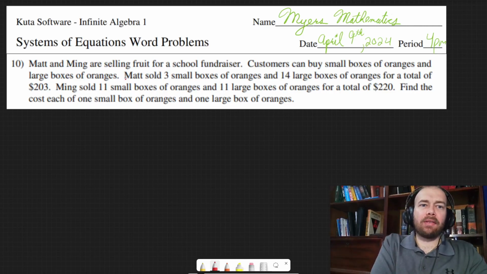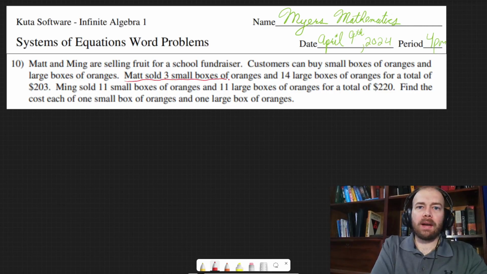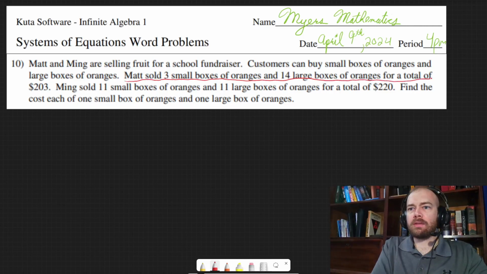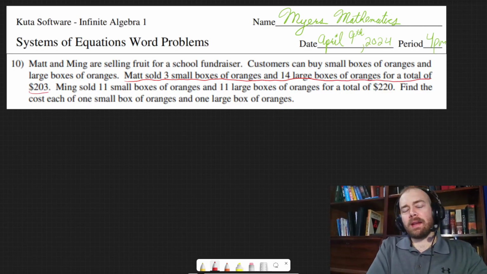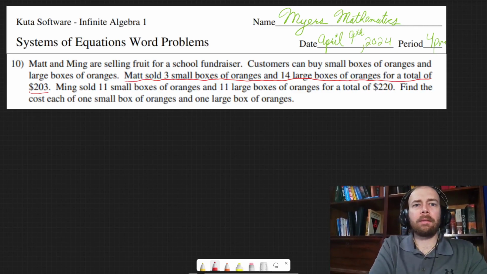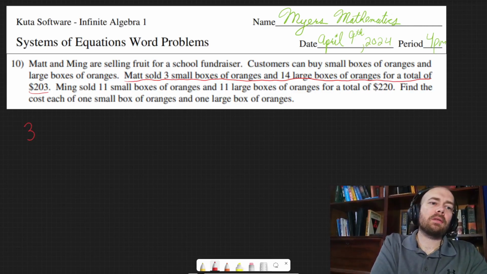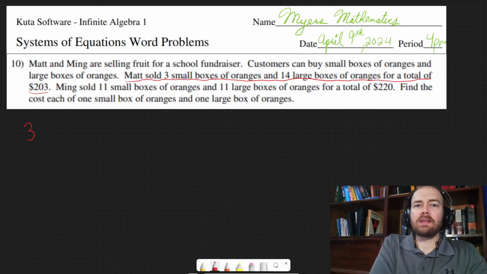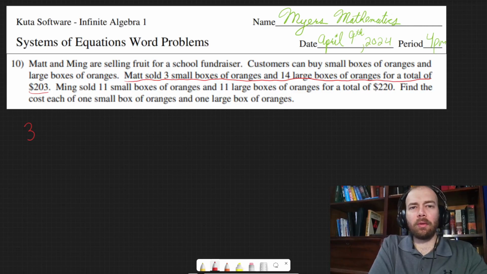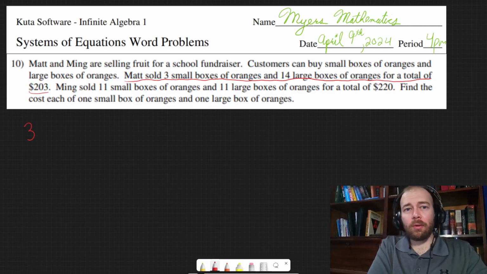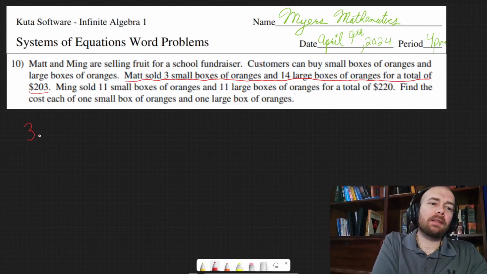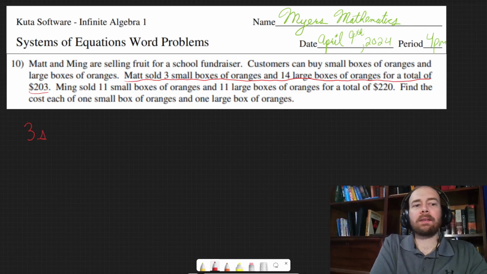So Matt sold 3 small boxes of oranges, 14 large boxes of oranges for a total of $203. How do I turn that into an equation? Because that is the goal, to turn these things into equations. So 3 small boxes of oranges. I really don't like using the letter S as a variable because it looks like a 5, so I'll just use a cursive S to try to compensate.